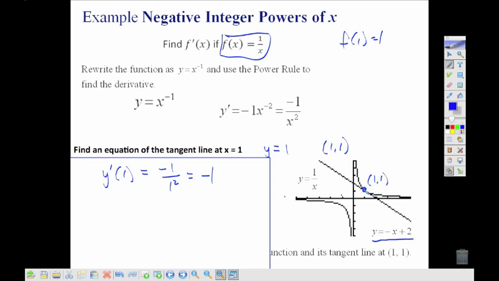We could also look at how this would appear graphically. Notice that this tangent line, y equals negative x plus 2 that we just found, is intersecting our curve at the point (1, 1). And it does have a slope of negative 1.